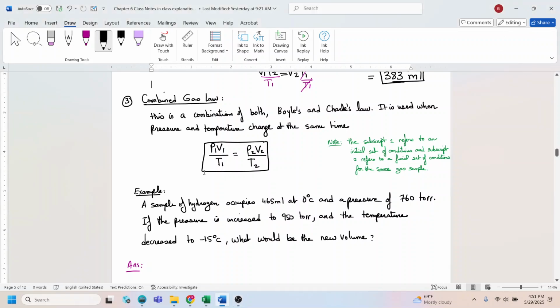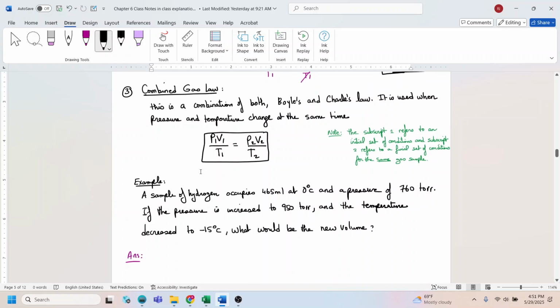The third law is the combined gas law. This combines both Boyle's law and Charles's law, and it is used whenever the pressure and the temperature change at the same time. So you have the pressure, you have the volume, you have the temperature. All of these do change at the same time.